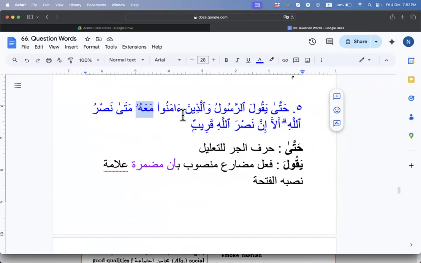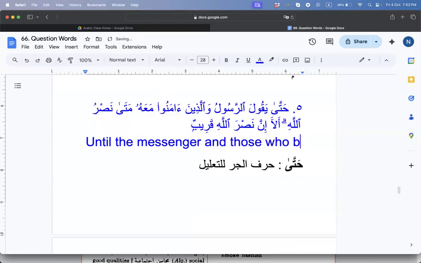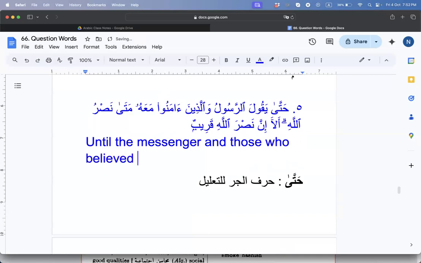Even in translation, how would you translate hatta? Until, said the Rasul, said the Prophet said, until the messenger said. We have matuf, walladhina amanu, and those who believed with him. Okay, so said.